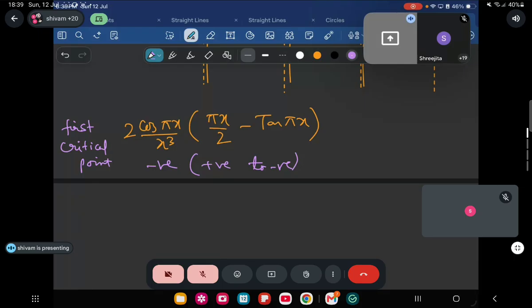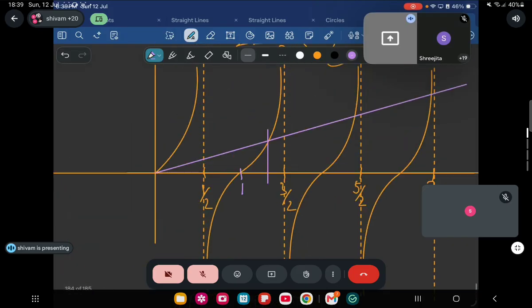But it is negative, so we have to multiply by negative also, right? So the whole f dash x changes from negative to positive. If f dash x changes from negative to positive, is the first critical point minima or maxima? Minima. Are you people getting? Tell me, yes or no?